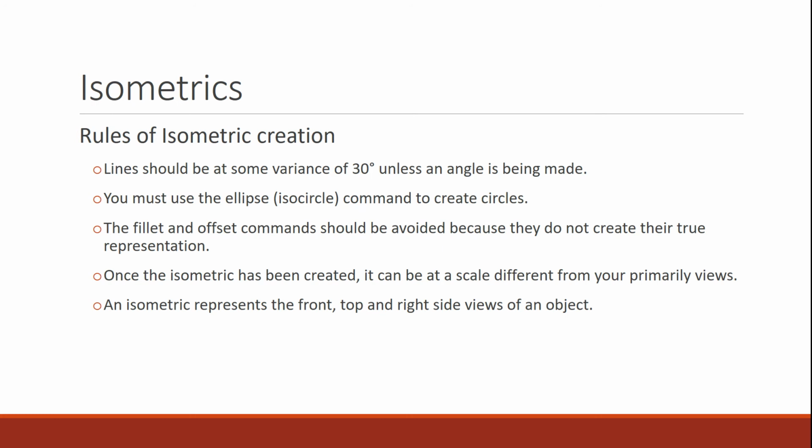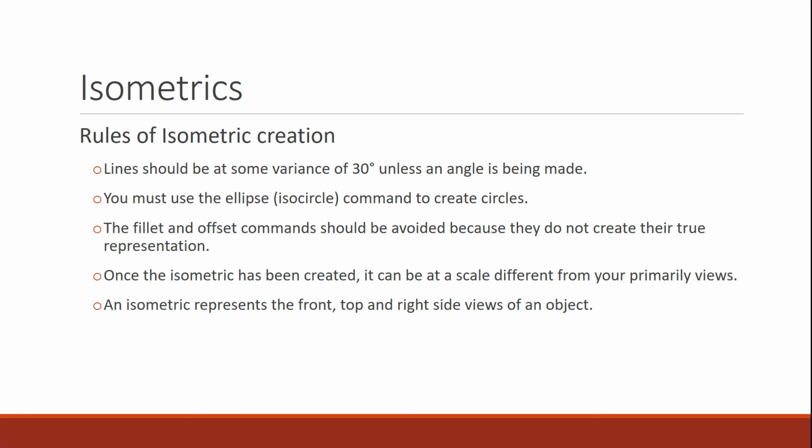isometric view. Number two, we can't use circles. So we can't use the circle command when we're creating an isometric view. We have to use iso circles. Number three, we cannot use the fillet command and offset command. So those have to be avoided at all possible costs.